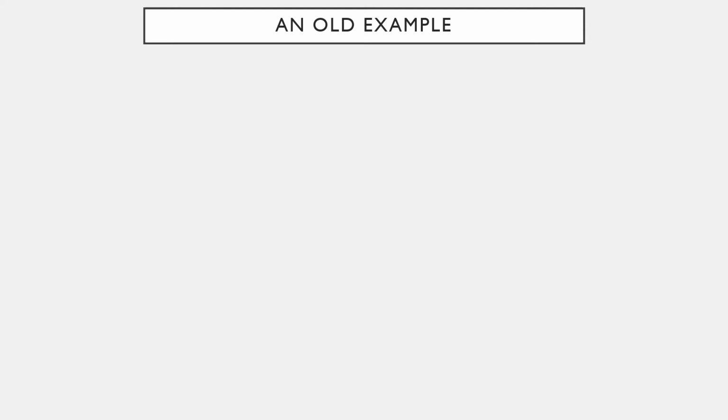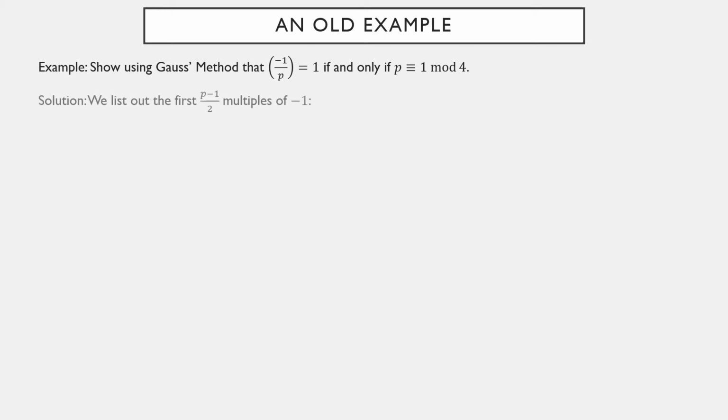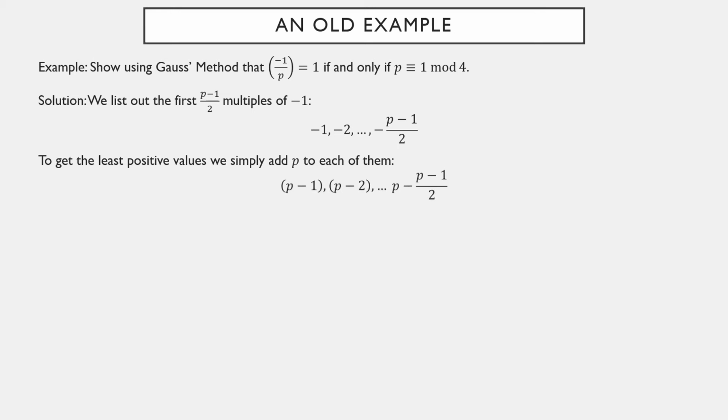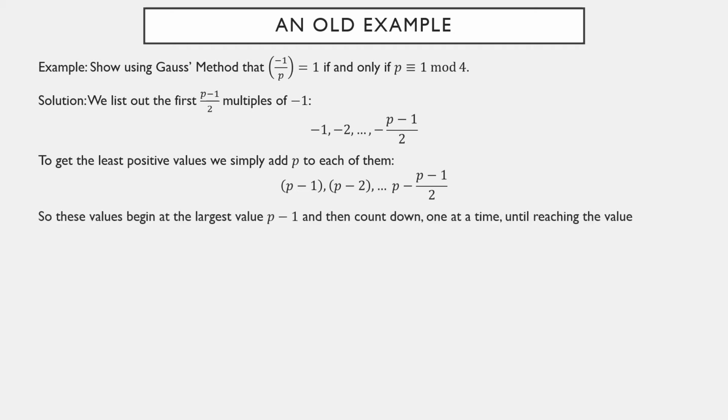Okay, let's revisit an earlier example. Show that the Legendre symbol (-1/p) is 1 if and only if p is equivalent to 1 mod 4. List out multiples of -1. That's actually pretty easy. -1 up to -(p-1)/2. But now to get the least positive values, we add p to each of them. So here's all of my remainders. These start at the biggest possible remainder and go down by 1 at every step. Okay, until we reach the last one.